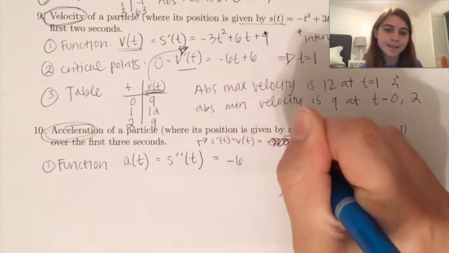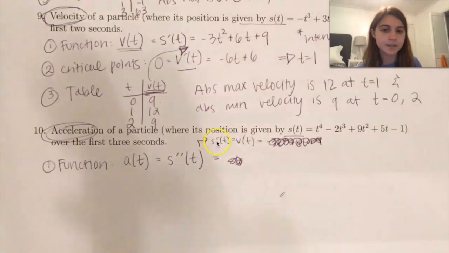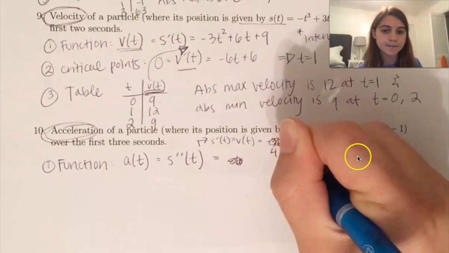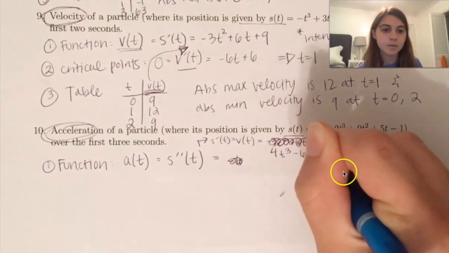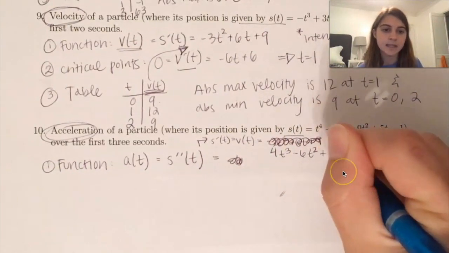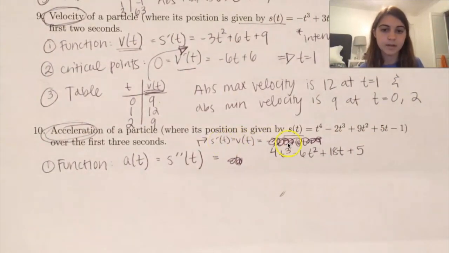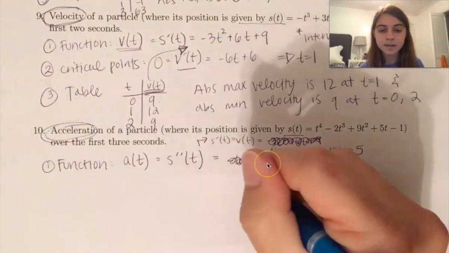Yeah, here we go. So for the velocity, the first thing you have to do is s prime of t, the first derivative: 4t to the third minus 6t squared plus 18t plus 5. So that's our v of t. That's one derivative. And now we take the second derivative.